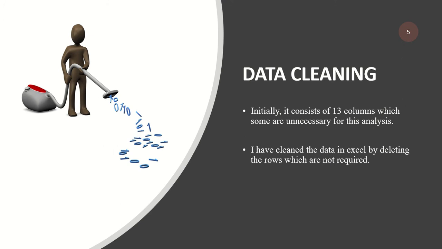For data cleaning, I have removed 13 columns through Excel, permanently removing them from the data set because I thought there is no use of analyzing that data, so it is no longer required for the data analysis in RapidMiner. I cleaned the data in Excel by deleting the rows which are not required.